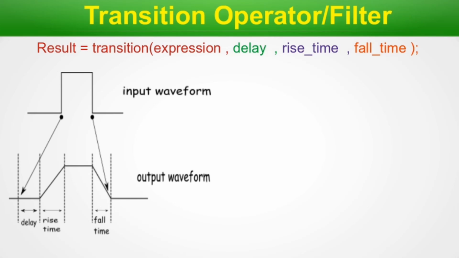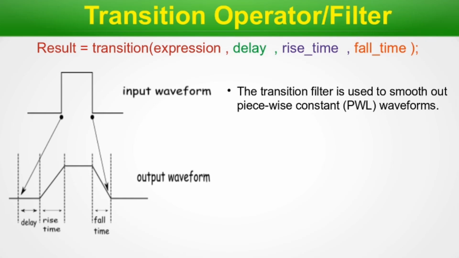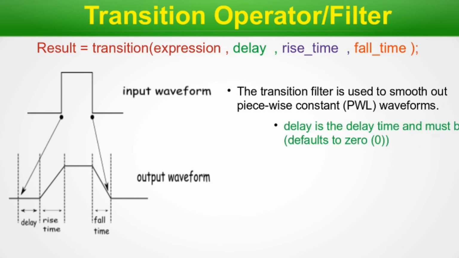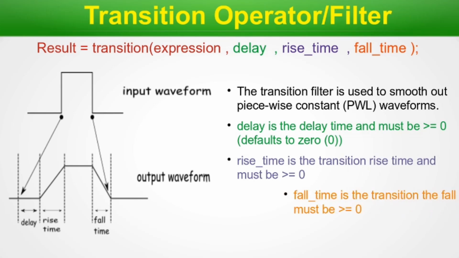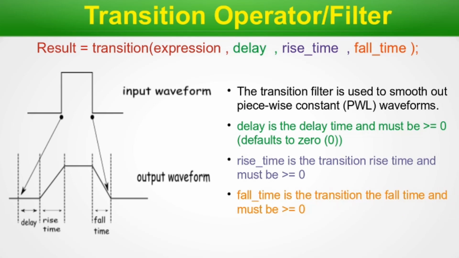So let's get some more details. The transition filter is used to smooth out the piecewise constant, sometimes we call it PWL, waveforms. Delay is the delay amount and must be greater than or equal to 0. The default is 0. The rise time is the transition rise time and it must be greater than 0. The fall time is the transition fall time and must be greater than or equal to 0.